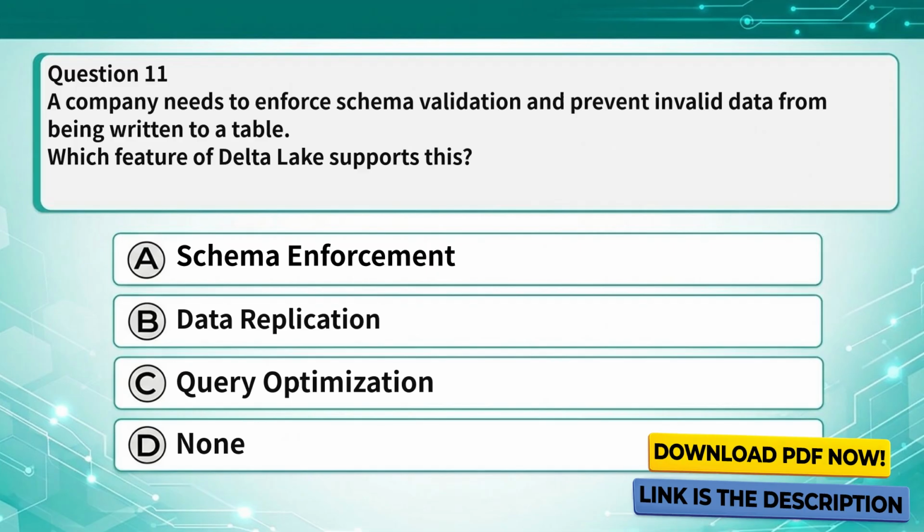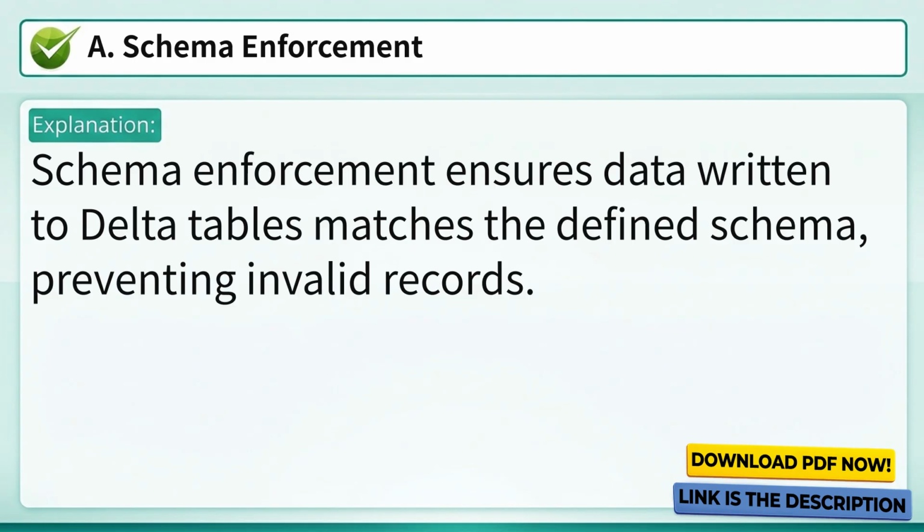Question 11. A company needs to enforce schema validation and prevent invalid data from being written to a table. Which feature of Delta Lake supports this? A. Schema enforcement. B. Data replication. C. Query optimization. D. None. Correct answer: A. Schema enforcement. Explanation: Schema enforcement ensures data written to Delta tables matches the defined schema, preventing invalid records.